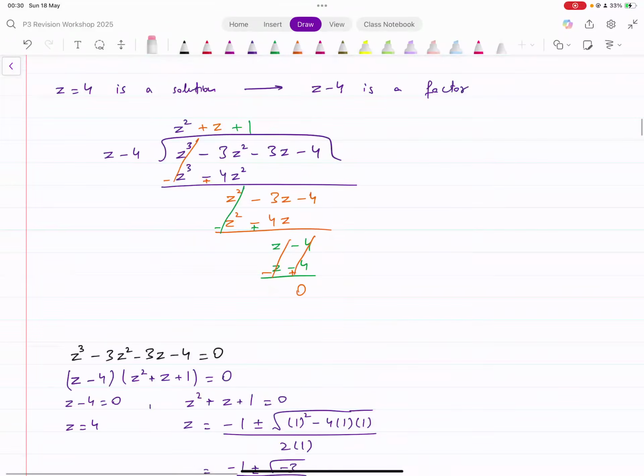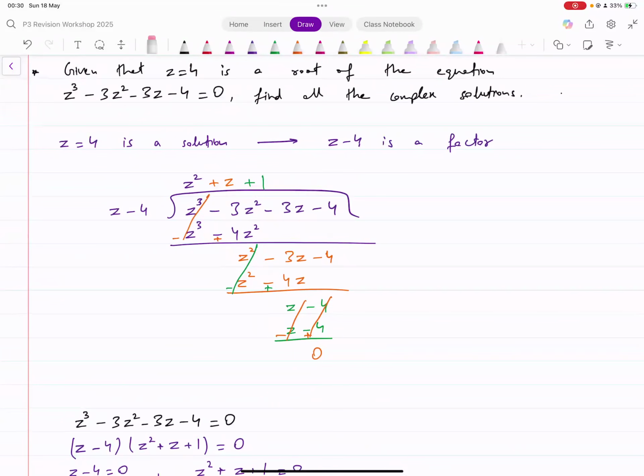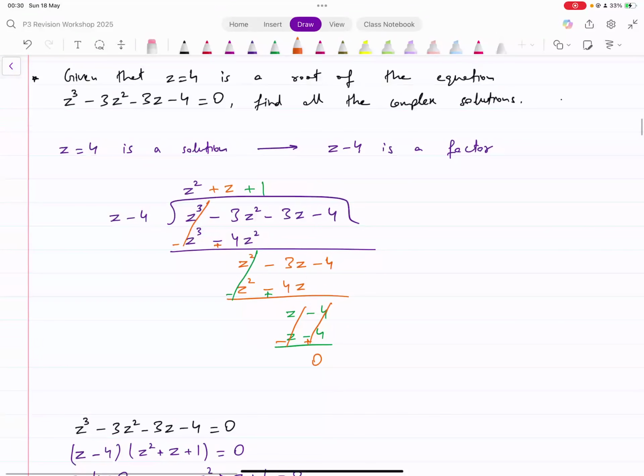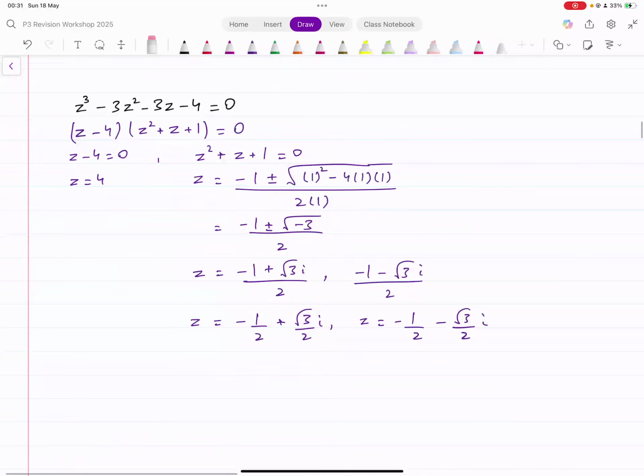So in complex numbers, one other topic that is also tested sometimes is polynomials. So you will need to do polynomial division sometimes like this. You'll have one solution given, you'll have to find the other solutions. In this case, the real solution was given. So we said this is the factor. We did long division and found the other factor and the other solutions based on that.